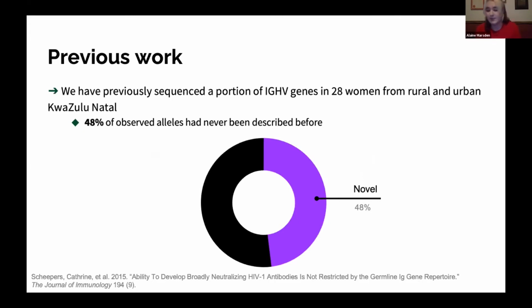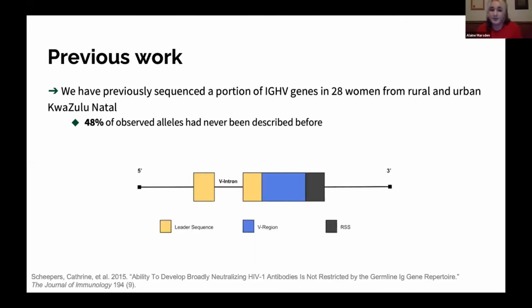in a South African population, looking at IGHV genes in 28 women from rural and urban KwaZulu-Natal. These women are mostly Southern Bantu Zulu-speaking women. And what was really striking in that study was that 48% of the alleles had never been described before. So we're looking to expand on this work.